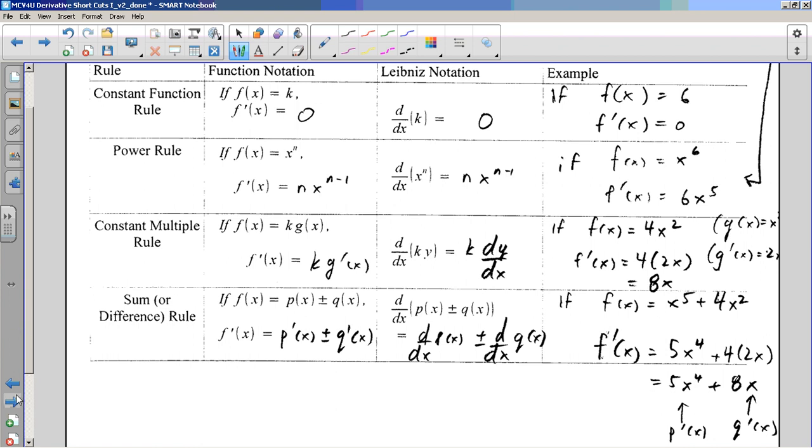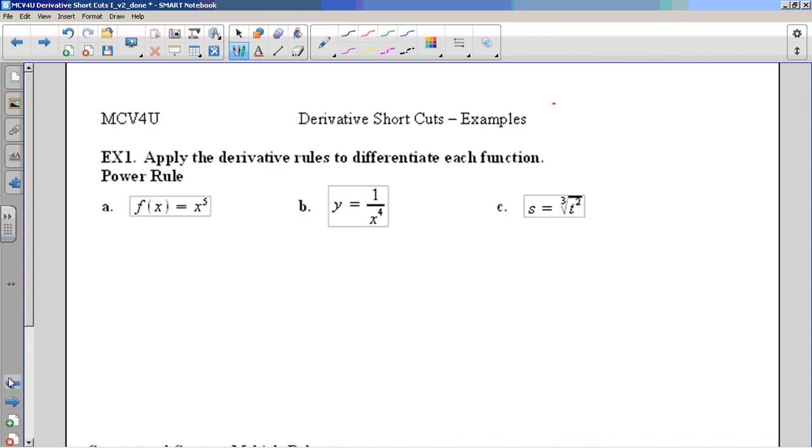And here are some examples. The Leibniz notation, by the way, is very similar: d, the derivative of some function, with respect to x. Don't get scared by this. It is still just another way to write the derivative. All right, now for the good stuff: the derivative rules. It says apply the derivative rules to differentiate each function.